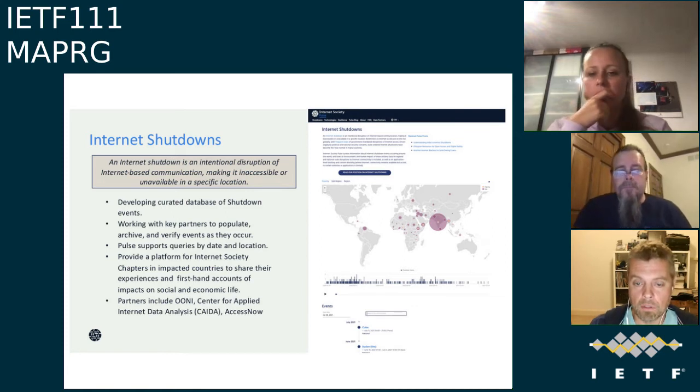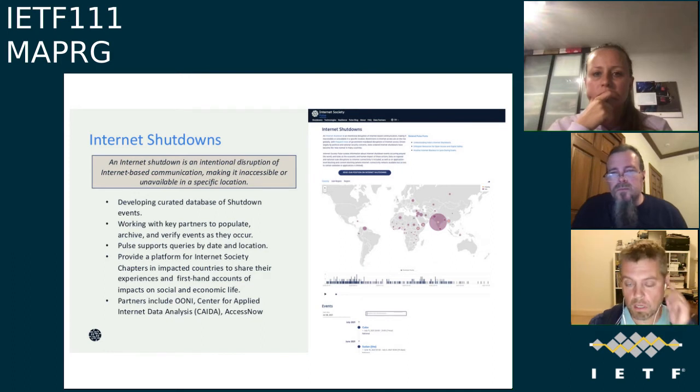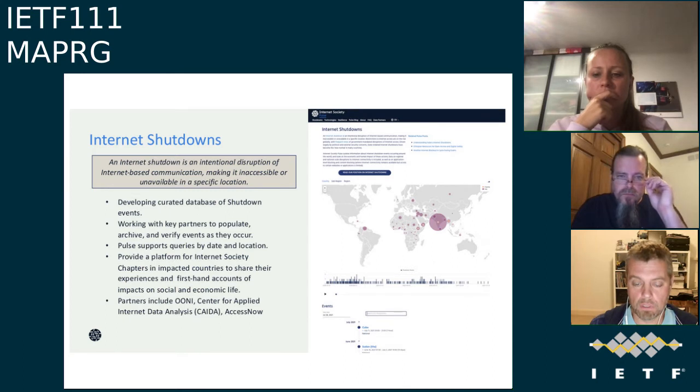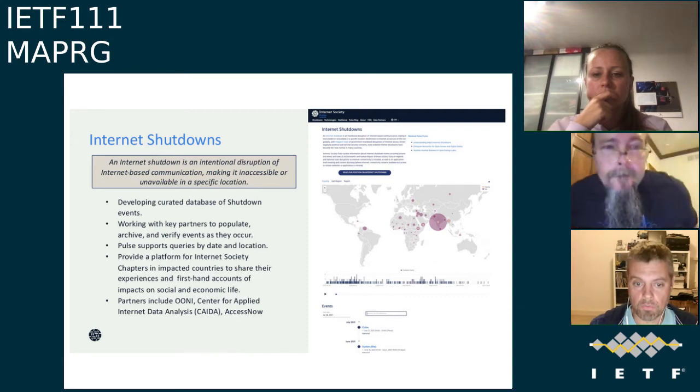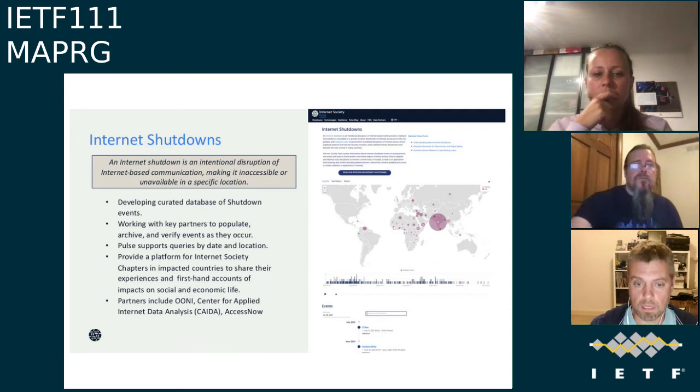You know, over time, we're hoping to populate this essentially with snapshots of data that evidence the fact that shutdowns occurred. So we're very dependent on partners like UNI and the Center for Applied Internet Data Analysis and Access Now.